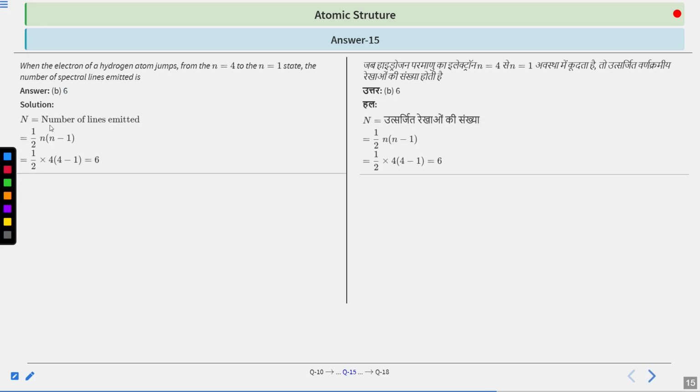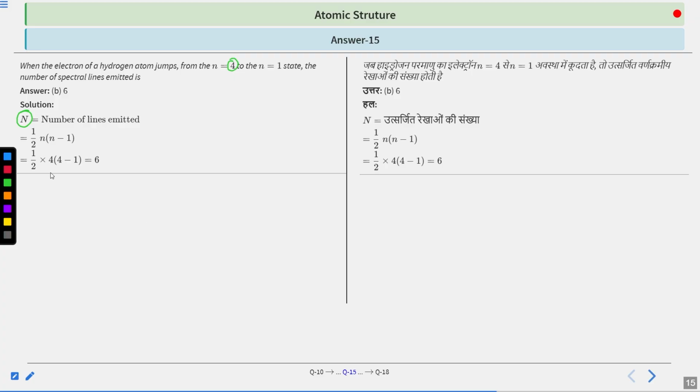Now the formula that we know for calculating the number of spectral lines is n(n minus 1)/2, where n is the higher orbit from where we are doing the transition, and capital N is the number of lines emitted. The number of transitions will be the number of spectral lines, because for each transition you radiate some energy, and that energy is recorded in terms of spectral lines.